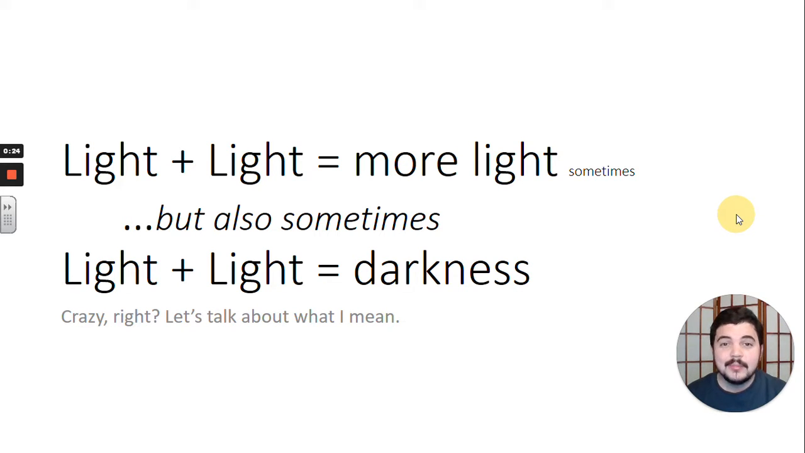Sometimes when you take some light and you add in more light, you get more light, right? Turn on two lights, it's brighter than just having one light on. Sometimes. But also sometimes, when you take light and you add light in, you get darkness. Sometimes light plus light equals dark. It's crazy. It's wild. Let's talk about what I mean with that.